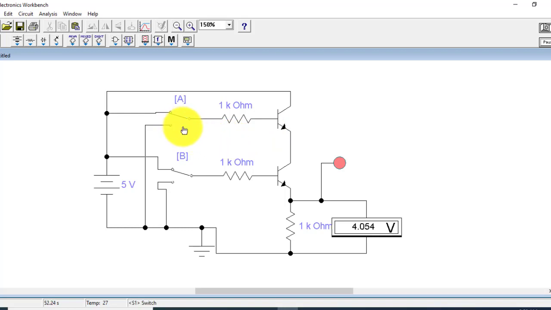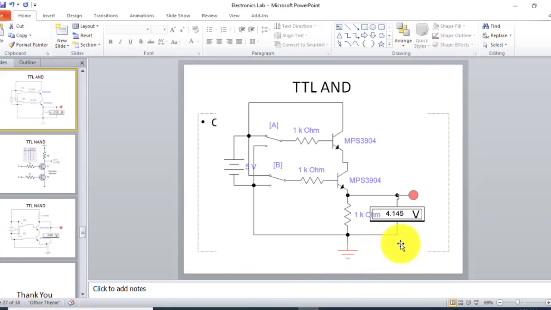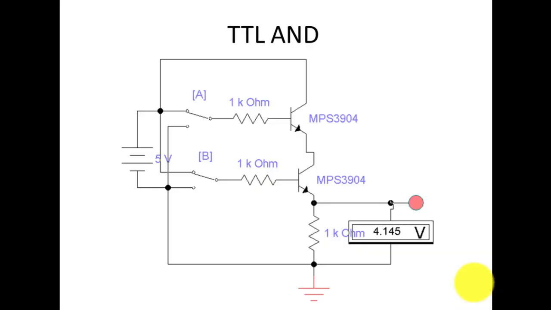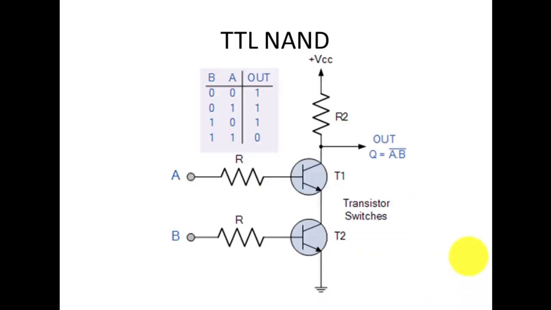Okay, so let's proceed with the construction of the next gate, which is the NAND gate. The NAND gate can be constructed with a minor modification in the AND gate. We shall use the resistance at the collector terminal instead of the emitter terminal, and we shall draw the output from the collector terminal.